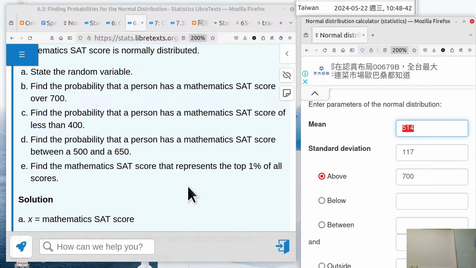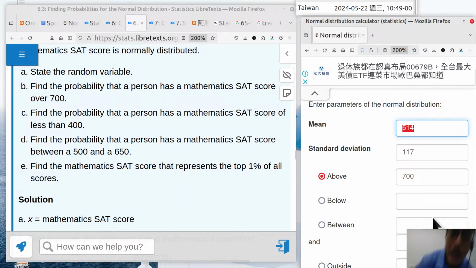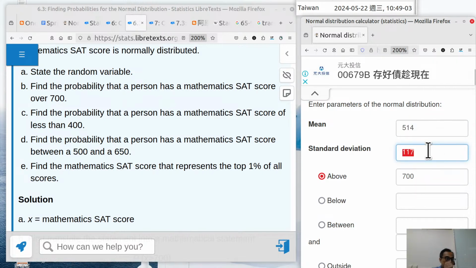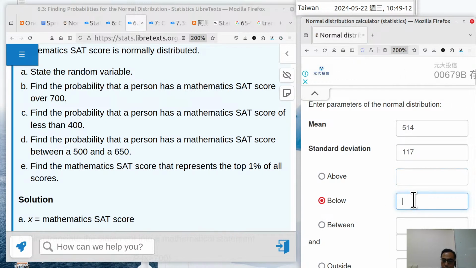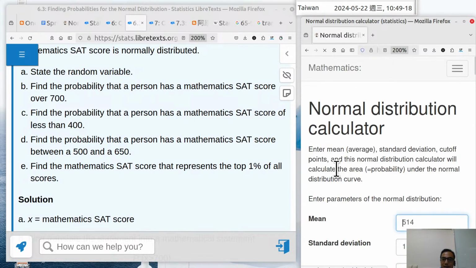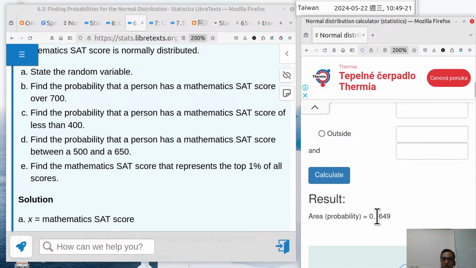Okay, then the next question: find the probability that a person has a mathematics SAT score of less than 400. Less than 400. The same operation: mean 514, standard deviation 117, and this time we select below, 400. Then click calculate. Then the probability is 0.1649.